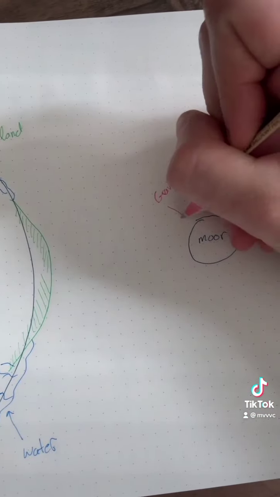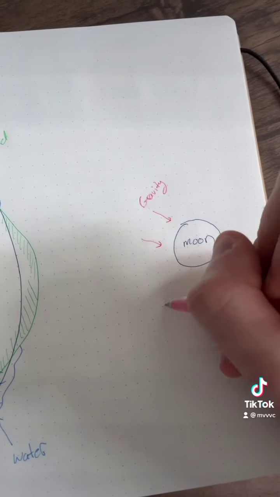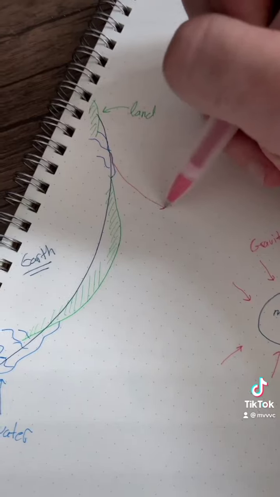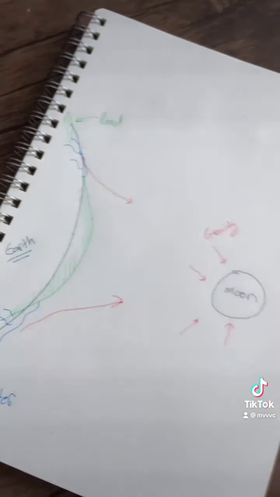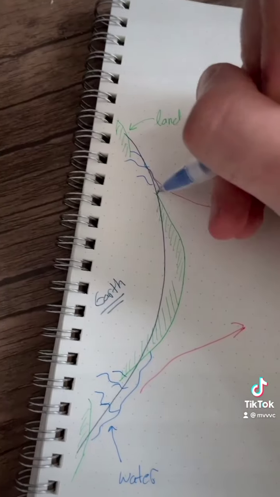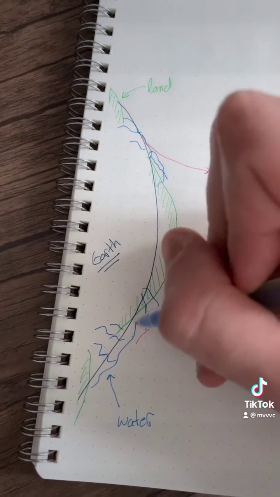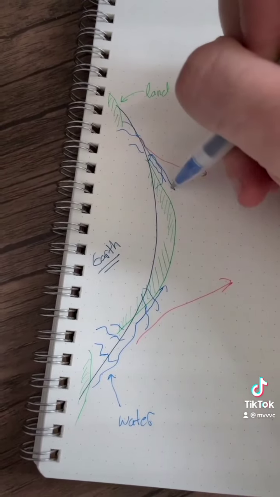If this is the earth and this is the moon, the moon has a gravitational pull that pulls things towards it. So this gravity is going to latch onto the water and start pulling it towards the moon. When it does that, this water level is going to slowly move towards it, which is where you get the tides rising up the shore.